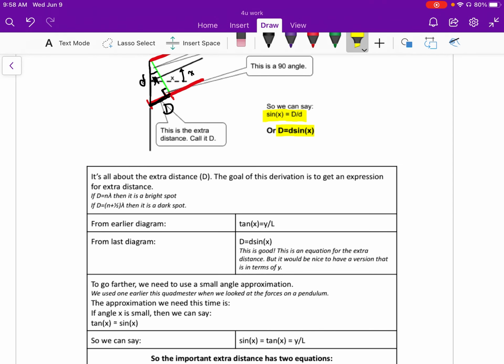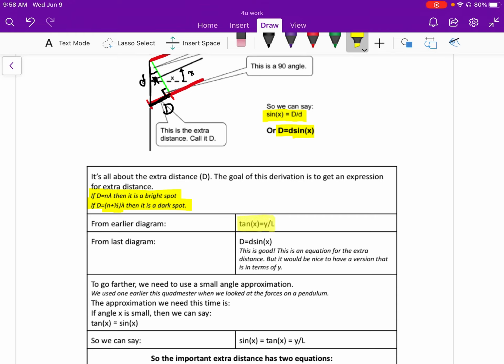All right, so we're doing great. We came up with an equation for the extra distance. The extra distance is d sine x. That's good. If d sine x is equal to n lambda, then it's a bright spot. If d sine x is equal to n plus a half lambda, then it's a dark spot. One little bit farther though, this is good because it deals with the angle x, but it hasn't brought in the L and the Y. So one more little piece to our proof.